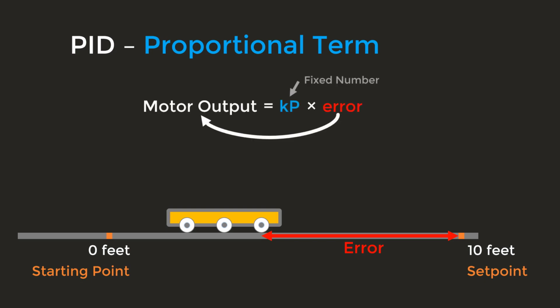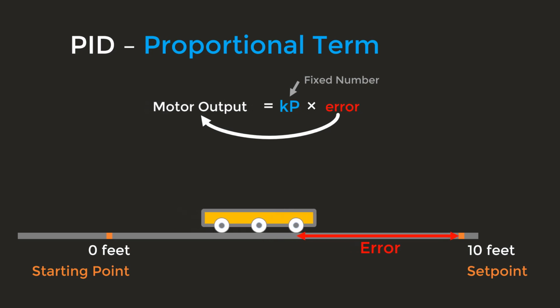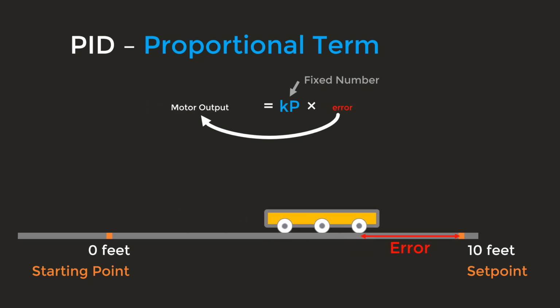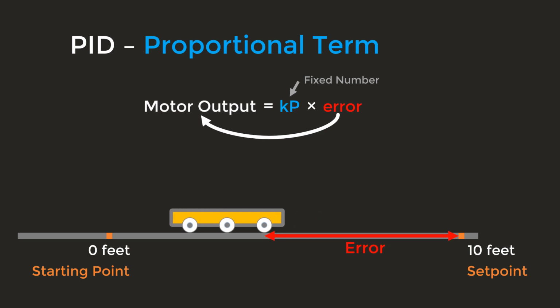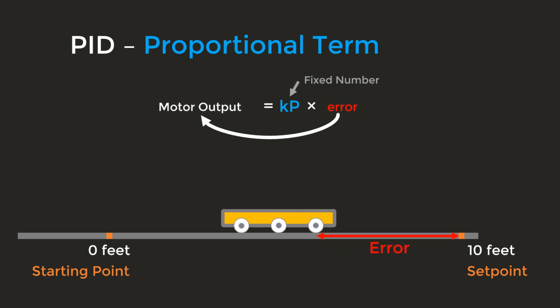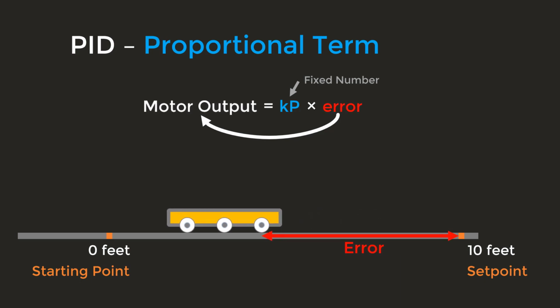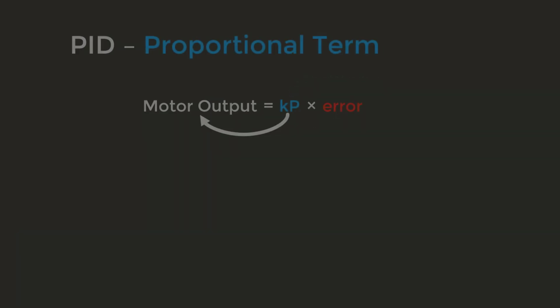Mathematically, the speed we output will be proportional to the error. The equation is output equals Kp times error. When the robot gets closer to the set point, the error will be smaller, and the output speed will be smaller as well. By multiplying the error by a constant, we can specify how much speed to output given how much error.